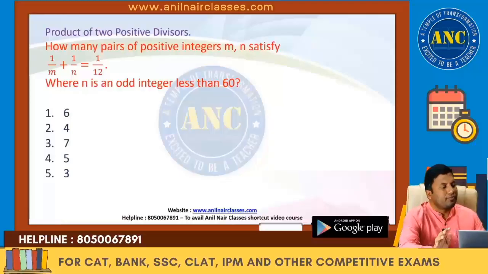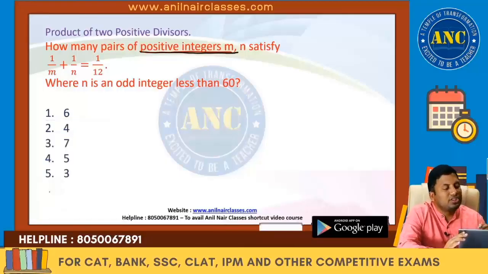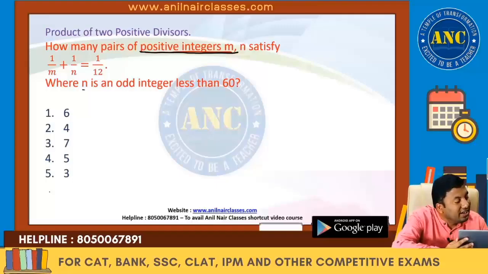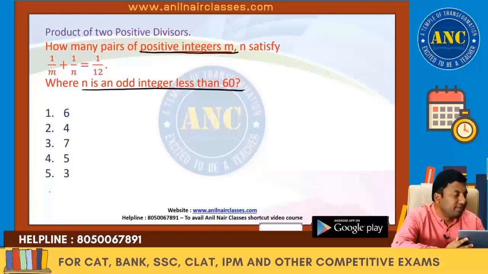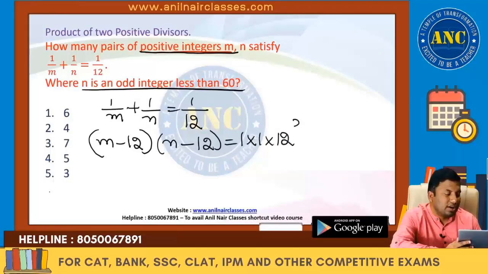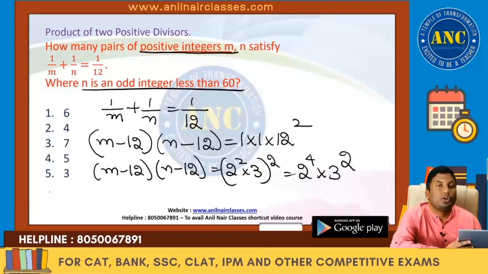Another beautiful question. How many pairs of positive integers satisfy 1 by m plus 1 by n equivalent to 1 by 12? There is a condition on a variable: n is an odd integer less than 60. So 1 by m plus 1 by n equivalent to 1 by 12. x minus ac, y minus bc: m minus 12 into n minus 12 equivalent to a into b into c square. c is 12, so 12 square. So it is m minus 12 into n minus 12 equals 12 square, which is 2 square into 3 whole square, so this is nothing but 2 power 4 into 3 square.